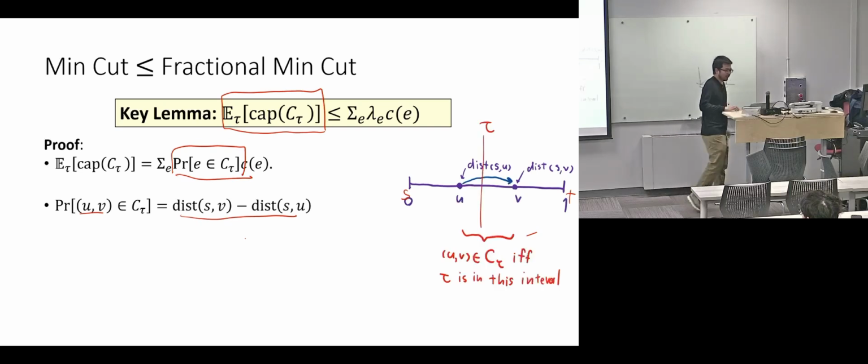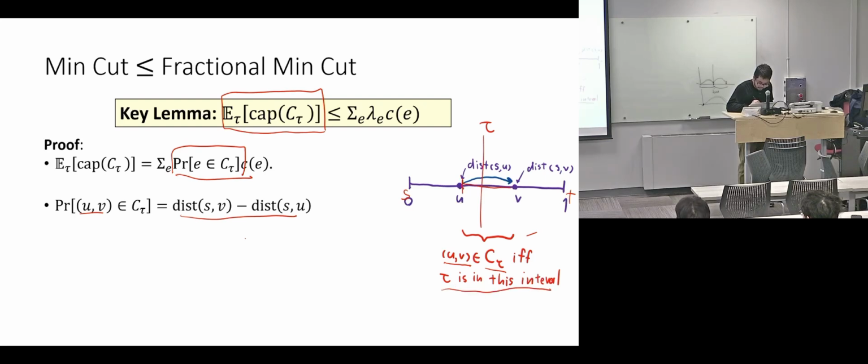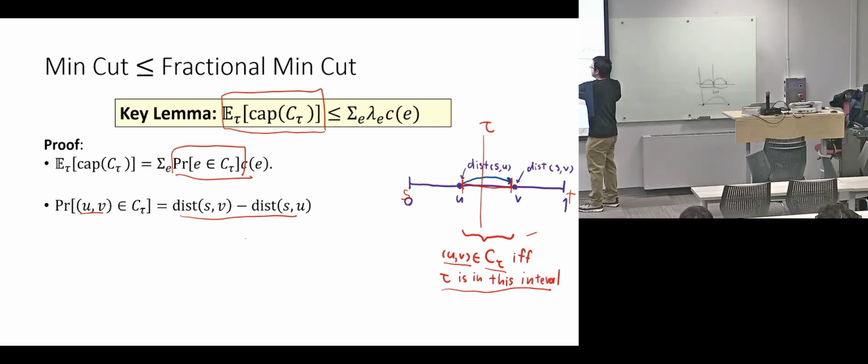Okay. So uv is cut if tau is in this interval. This is the interval of size 1, and this is an interval of this size. What's the probability that we pick something in the red interval? Well, it's just the length of this interval.